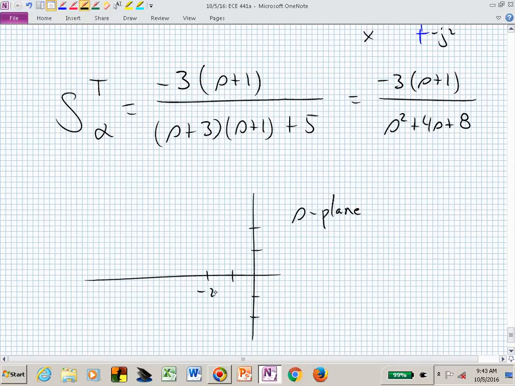Does it have anything else going on? It has a finite 0. And where's that finite 0? Can you sketch now the Bode plot of that transfer function? How far away are these poles from the origin? What's the natural frequency of those poles?